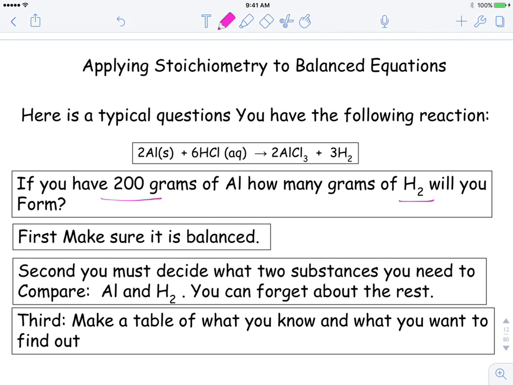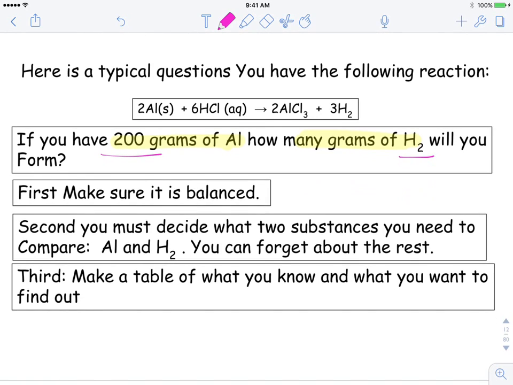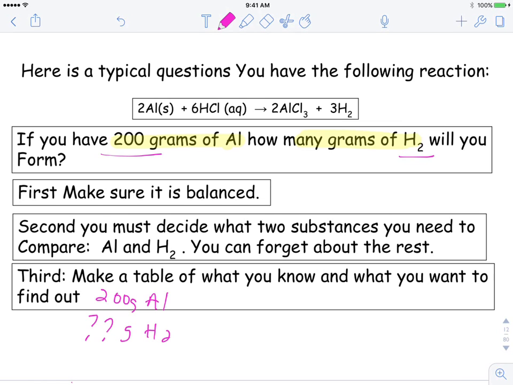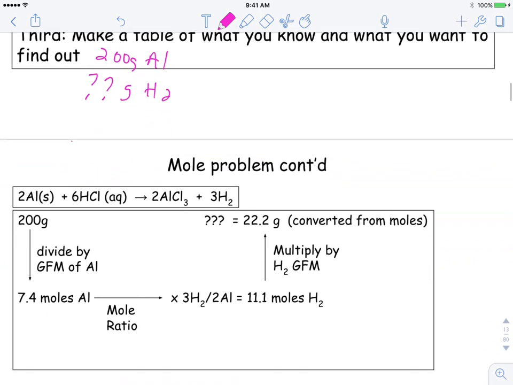So now I have to decide what substances I'm going to compare. So I look back at the problem and I see that in fact they want me to compare aluminum to hydrogen. And so now I sort of make a little list of things I know. You could do a table, but you don't really have to. So I know that I have 200 grams of aluminum. And I know that I want to find how many grams of hydrogen. So those are the two things that I'm going to compare to one another to try and figure out what it is that I need to do here. So I know I need to find the grams of hydrogen, and I know that I have the grams of aluminum. So now let's see how we're going to set this up on the next slide.